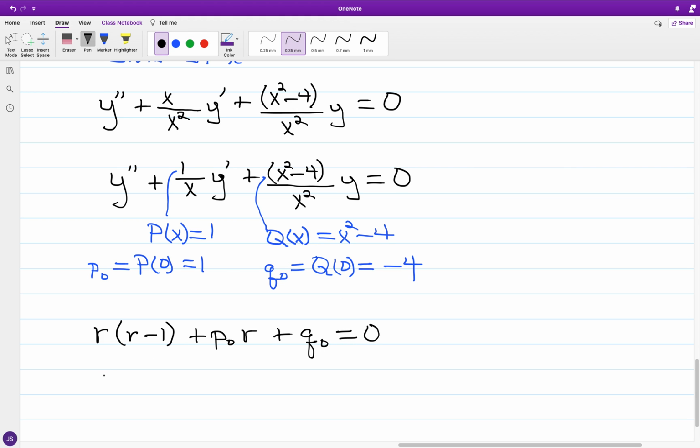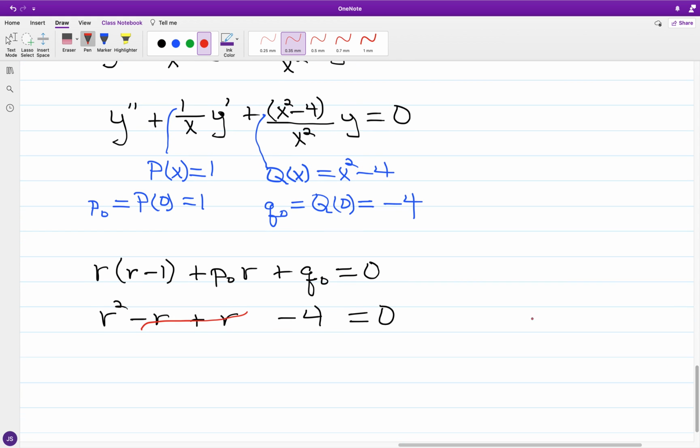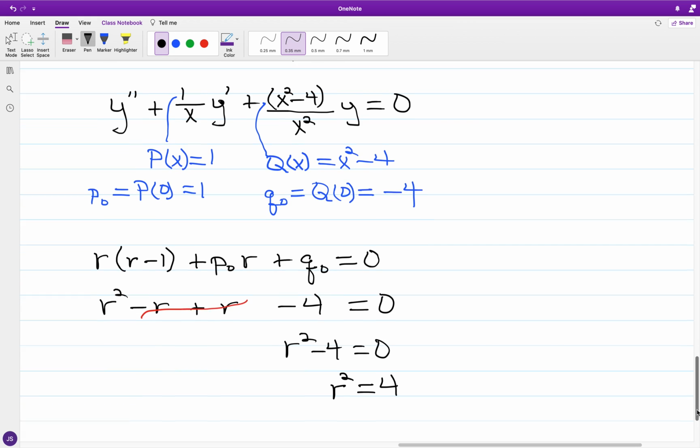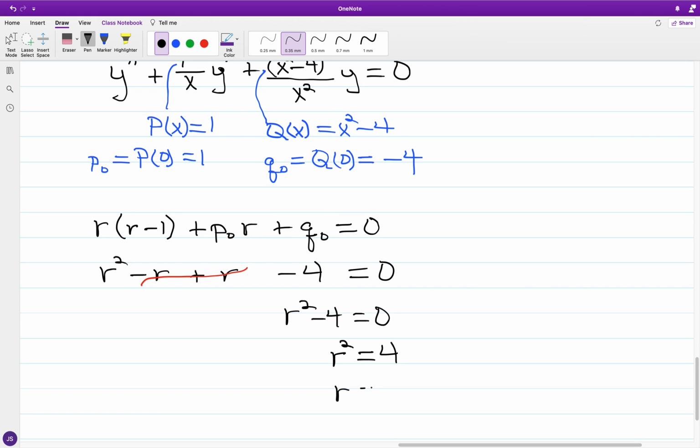And so we have, in this one case, r squared minus r, and p naught is 1, so we have plus r, and q naught we have at minus 4. Okay, so we're down to the difference of squares. So we have r squared minus 4 is equal to 0. Okay, and r squared is equal to 4, or you could factor, so r is plus or minus 2, and again, we're going to go with a higher root value.